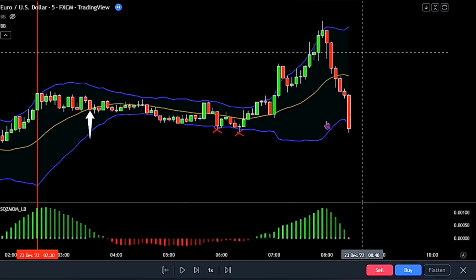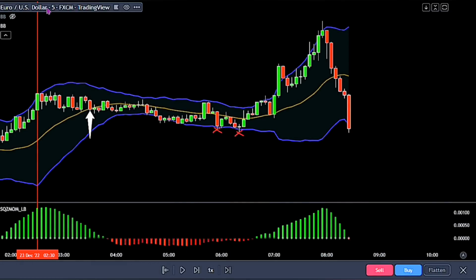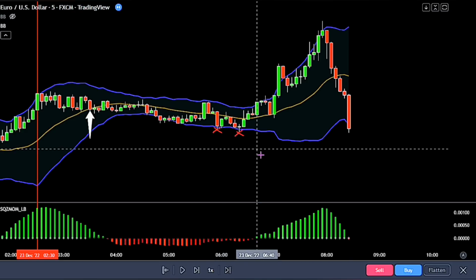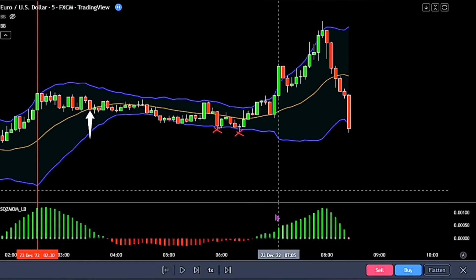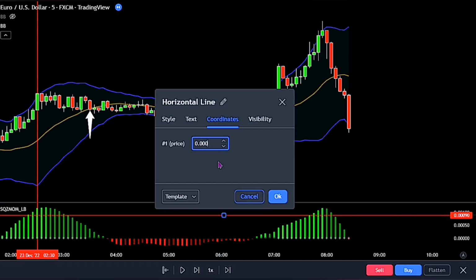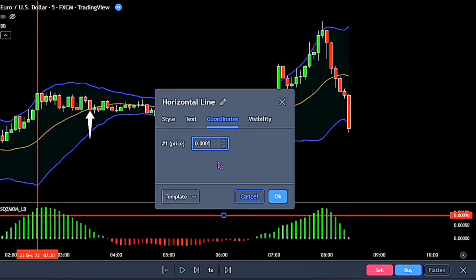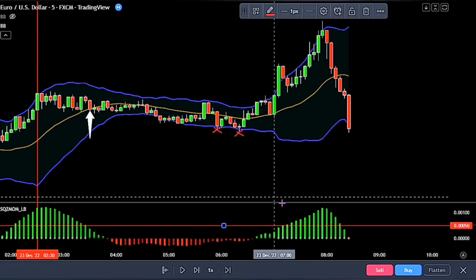Now please note that the settings applied to this indicator are just for the Euro-United States dollar 5 minutes chart only. It won't work on other pairs or time frames. Go ahead and add a straight line to the indicator. Double click on it, then change the coordinates to 0.0005. Also change the color to red, and that's all for it.